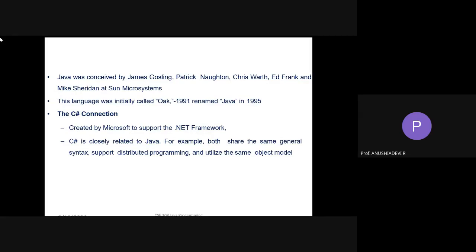Java was conceived by James Gosling, Patrick Naughton, Chris Warth, Ed Frank, and Mike Sheridan at Sun Microsystems. When it was developed, it was called Oak in 1991. After that, it was renamed Java in 1995. What is the relationship between C# and Java? C# and Java are very similar, both syntax-wise and execution-wise. But C# is a Microsoft product to support the .NET framework.